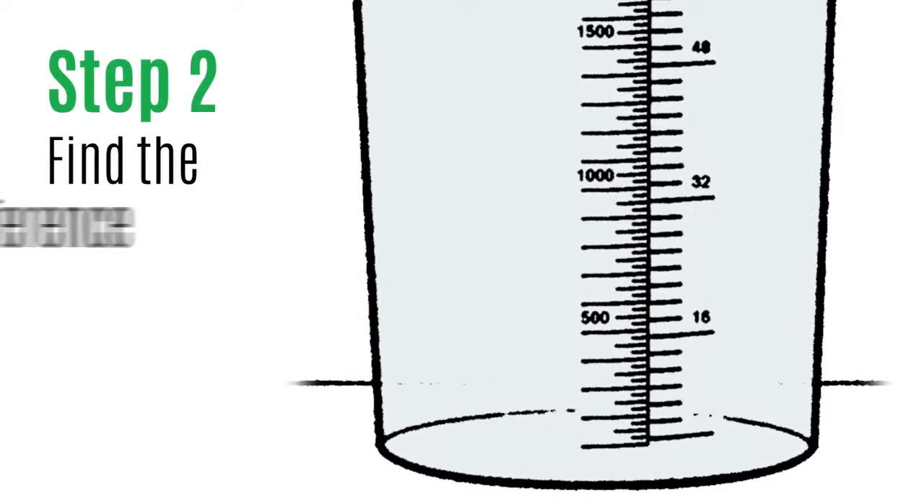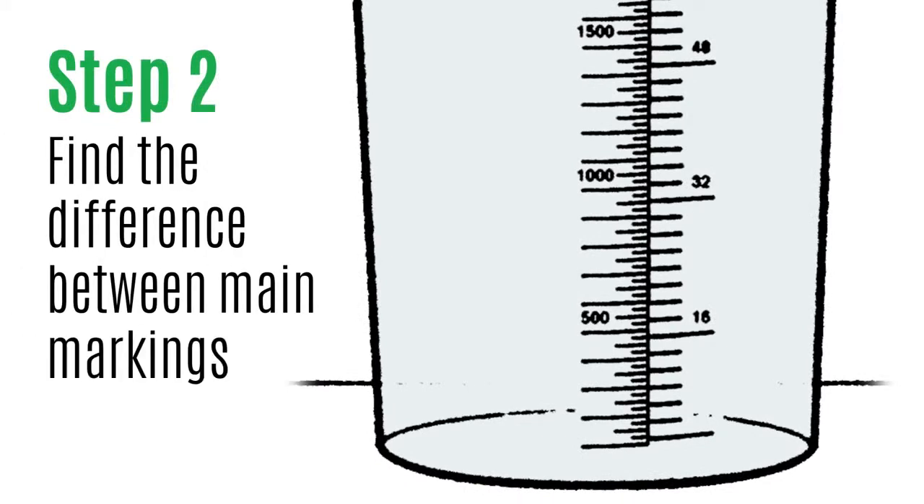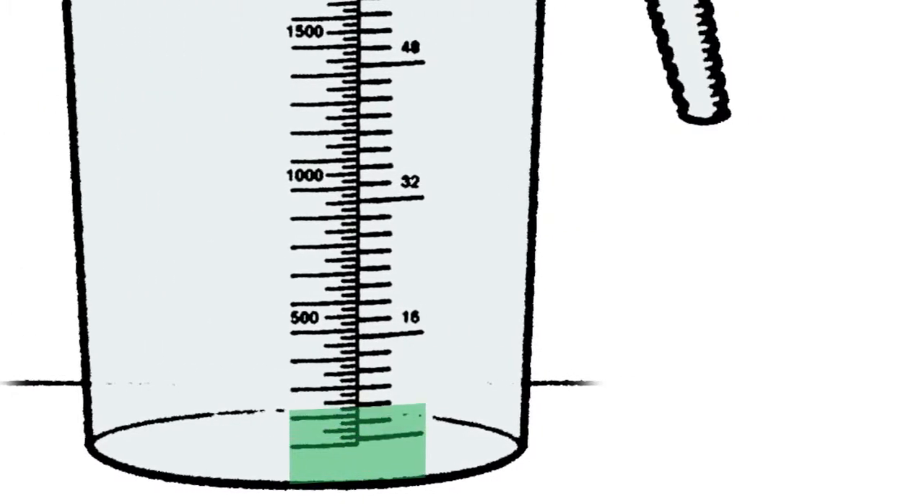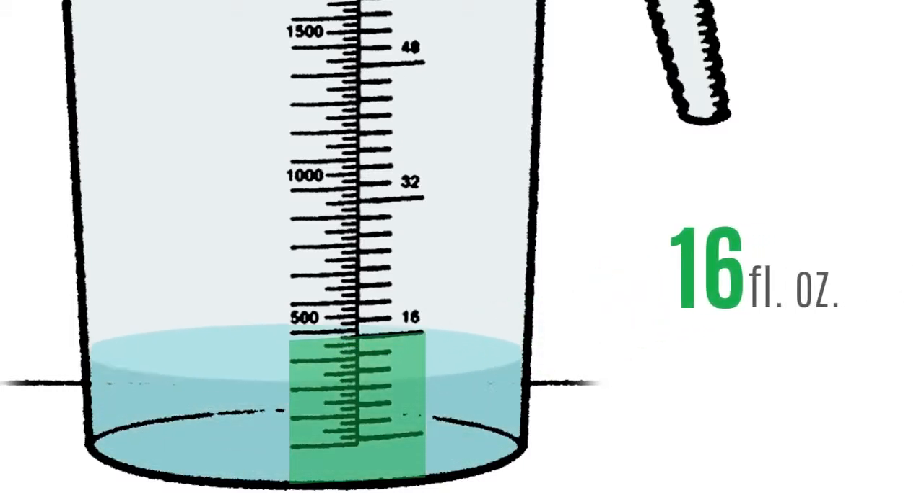The second step is to find the difference between the main markings. Here we see the difference between 0 and the first main marking is 16. This means that 16 ounces of liquid will fill the space between each main marking.